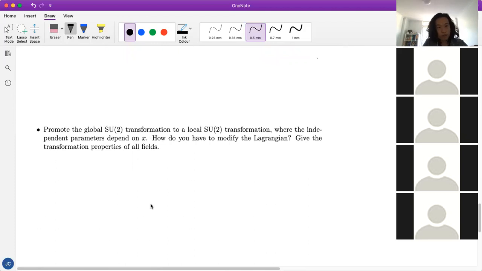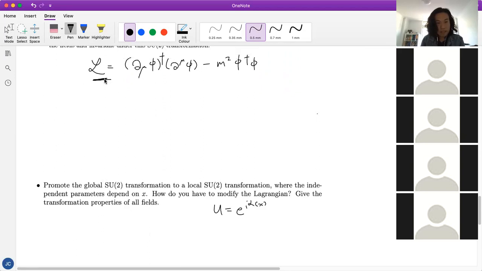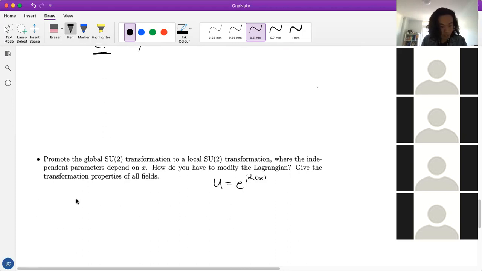Okay, promote the global SU2 transformation to a local one. So now my U equals e to the I alpha has an x dependence in here. That means I can't easily pass these things through derivatives. It's going to get differentiated as well, so you're going to have a bunch of chain rules. So now I have to modify the Lagrangian so it's actually invariant under the local SU2 as well. The way to do this is just write your L, replace your derivative with the covariant derivative, D mu phi. Don't have to do anything to the mass term because this one doesn't have any derivatives.